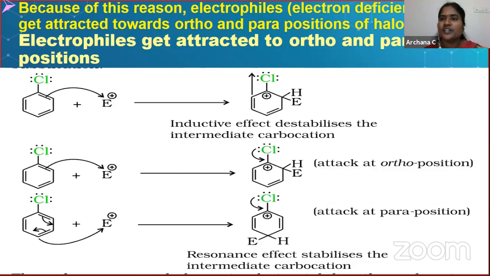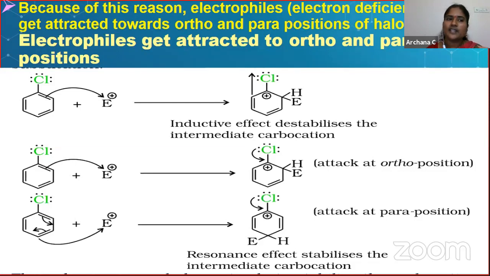So first step, generation of an electrophile will take place. Second step, there is a formation of an intermediate carbocation. Third step is the removal of a proton in electrophilic substitution reactions. So these three-step mechanism you already learned in your first year itself.